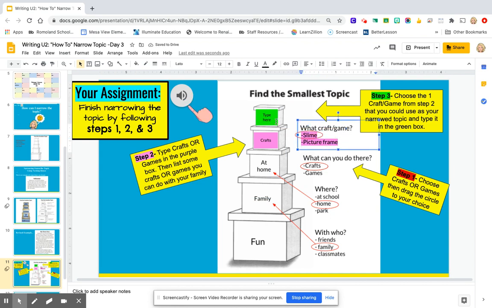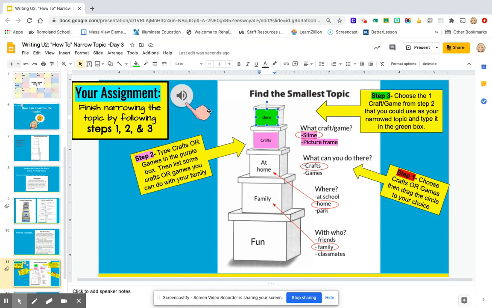And then finally up here, it says choose 1 that you want to use, and you're going to type that in the green box. So whatever the choice is here, now I'm going to type in my choice. Okay, now remember, this is just an example, but on yours, you are going to have to make the choice of crafts or games in step 1. You're going to type that in step 2, and then list either crafts or games here that you know how to do and you could do with your family at home. And then finally, put your narrowed topic right here at the very top.